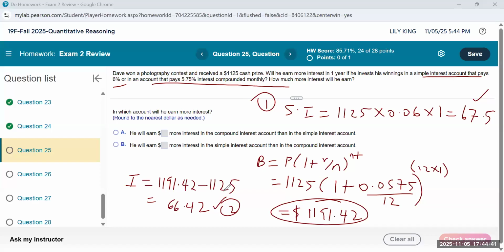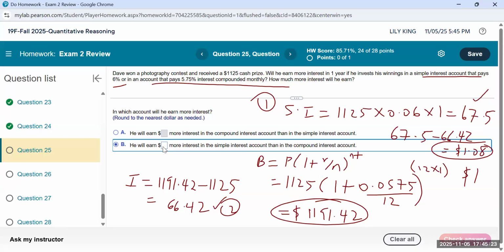So we have a difference. It says round to the nearest dollar. So this is $1. So if you take the difference between 67.5 and then 66.42, you have $1.08. And if you round this to the nearest dollar, that is just $1. So this one is higher. The simple interest account is higher. So he will earn $1 more interest in the simple interest account than the compound interest.